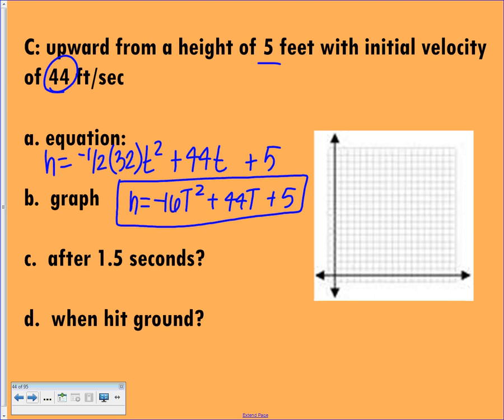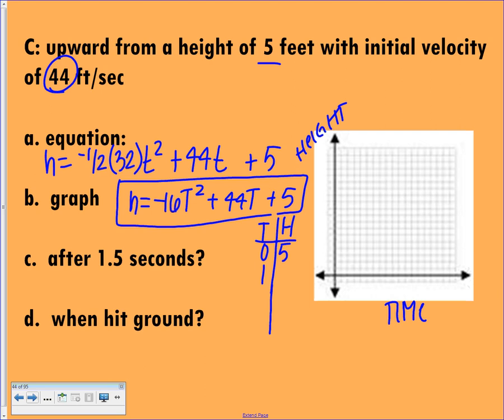Part B says to actually graph it. Well, to graph it, maybe it would be a good idea to make an XY chart, or maybe even better, a T and H chart. So time and height. Time will go on the x-axis, and height will go on the y. So let's find out where it would be after 0 seconds. Well, after 0 seconds, it would give me 5.